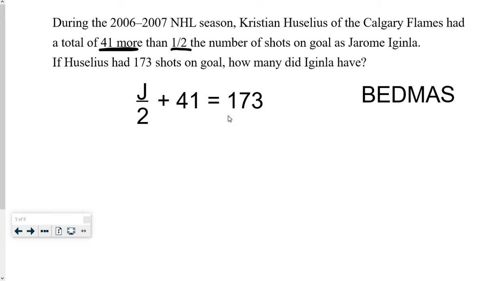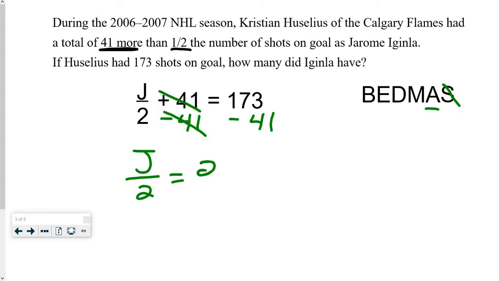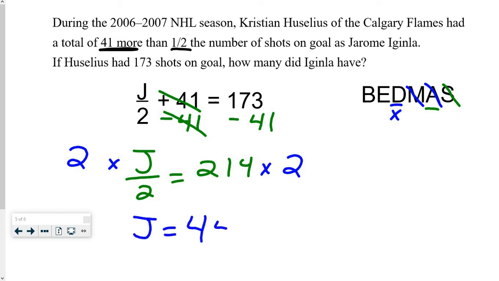Now we go through our backwards BEDMAS. So there's no subtraction, there is addition. We subtract it by 41. So we subtract 41 on both sides. Jerome divided by 2 equals 214 shots. Because we're done addition, now there's no multiplication, so we're doing division. The opposite of division is multiplying. So we multiply by 2. So Jerome had 448 shots. So if we're going to put this back in, 448 divided by 2 plus 41. Sorry, this should be 428 divided by 2. 428 divided by 2 is 214 plus 41.